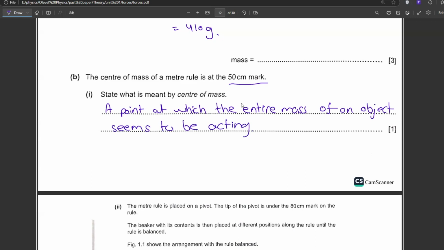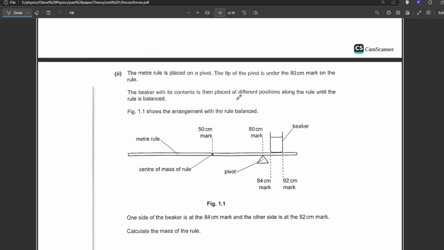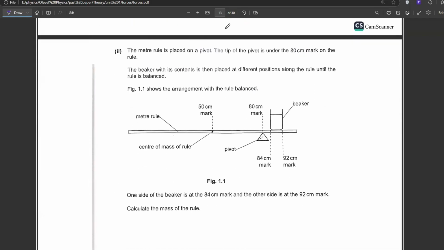Let's further move ahead. The meter rule is placed on a pivot. The tip of the pivot is under the 80 centimeter mark of the rule. The beaker with its contents is placed at different positions along the rule until the rule is balanced. Figure 1.1 shows the arrangement with the rule balanced. Okay, this is the 50 centimeter mark. This is your pivot, and the weight will be acting from here. How do I know that?